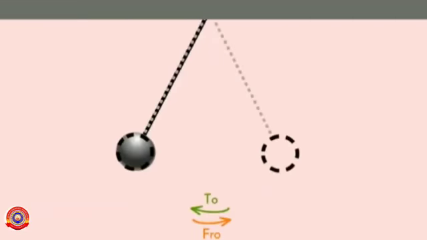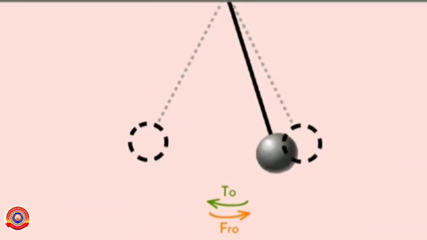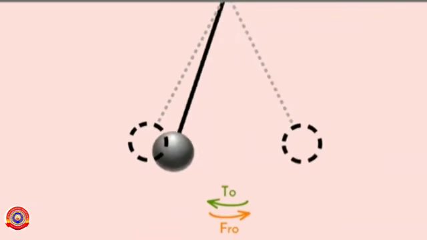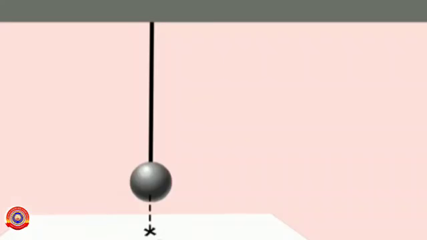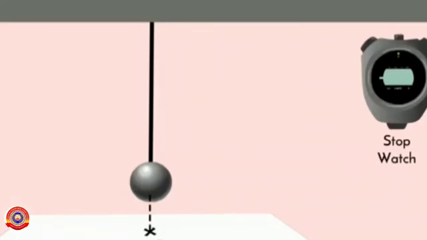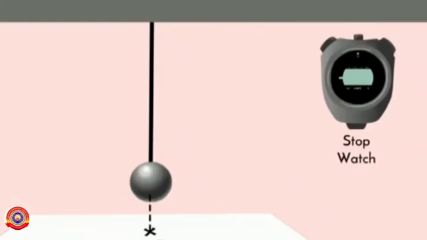The number of oscillations made by the simple pendulum in 1 second is its frequency. The unit of frequency is Hertz. Frequency f equal to n divided by t, where n is the number of oscillations and t is the time. It is difficult to measure the move in 1 second. Here is a method to find the frequency of the pendulum.